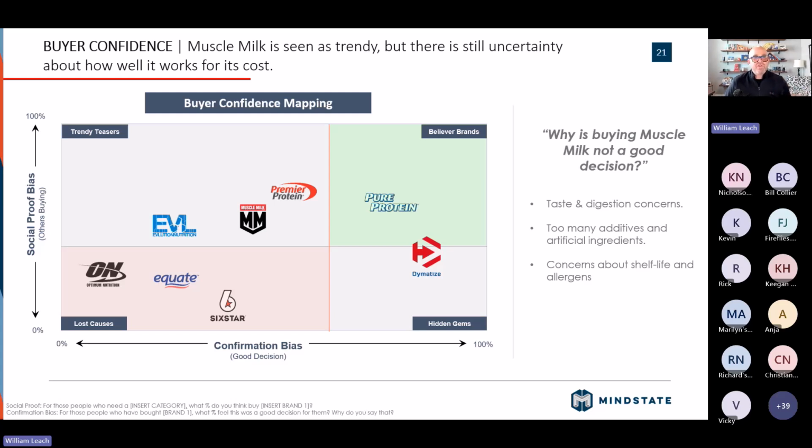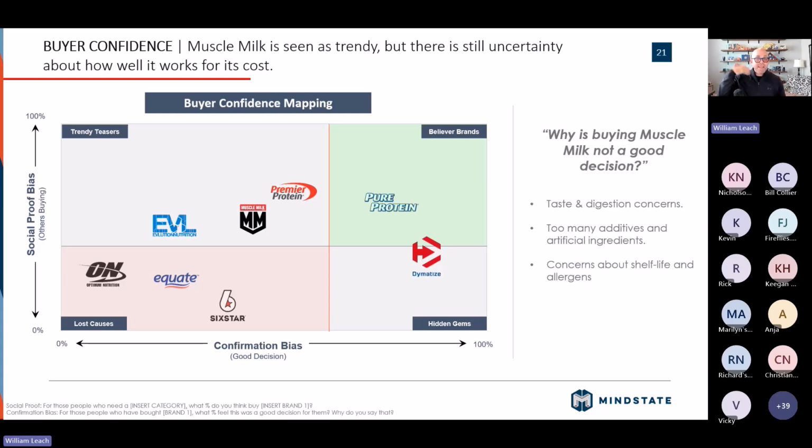Then we can move over to the right, and you can see the hidden gems. These are brands that people feel, hey, I know this brand does a great job. They just haven't really hit their stride yet. It's hidden. I believe it works really well. It's only a matter of time before other people realize that and start buying it. Or you can go into the believer brands. That's where you really want to be, because now the perception is not only are a lot of people buying this brand, but those that buy it feel really good about that purchase. You'll see that different brands are in different places on this map. But here, Pure Protein is out there in that beautiful believer brand space, and so I would consider them, at least from a psychological perspective, a really strong brand to emulate.